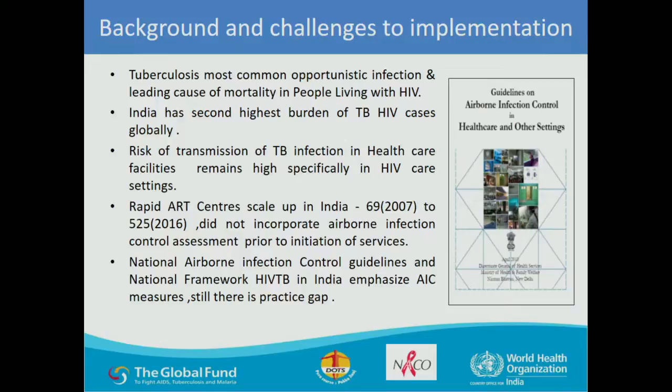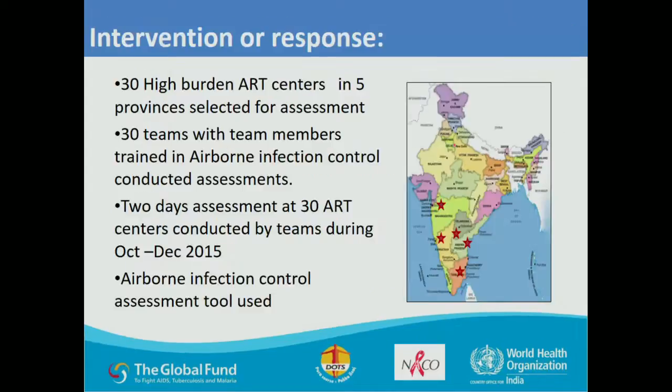India's HIV program has been successful in scaling up the antiretroviral treatment centers to a large scale, from 69 in 2007 to almost 525 centers. But unfortunately, the airborne infection control assessment was not incorporated within the initial assessment of ART centers. The National Airborne Infection Control Guidelines in India, April 2010, and the National Framework for TB-HIV Collaborative Activities in India recommend airborne infection control in the ART settings, but there is still a practical gap in implementation of those guidelines.